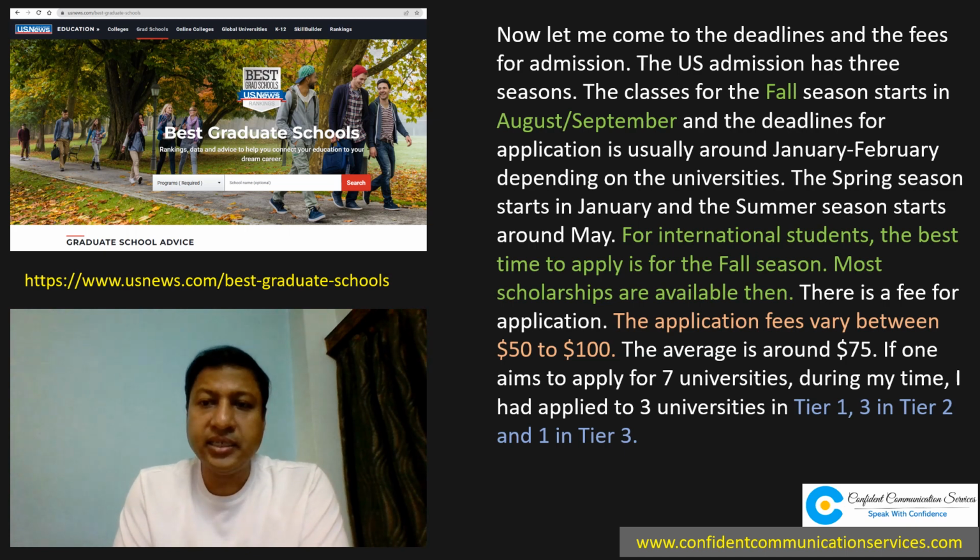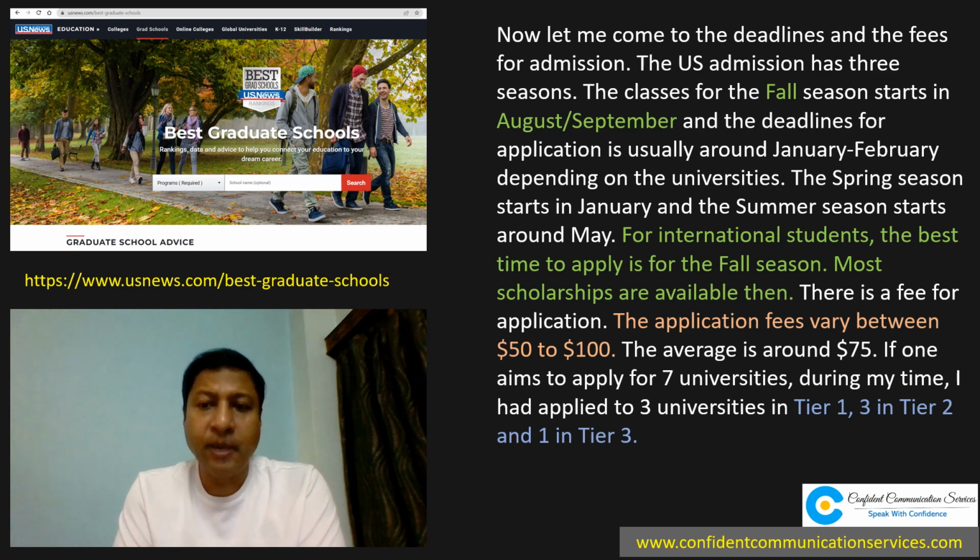The US admission has 3 seasons. The classes for the fall season starts in August September, and the deadlines for application is usually around January February depending on the universities. The spring season starts in January and the summer season starts around May. For international students, the best time to apply is for the fall seasons. Most scholarships are available then.